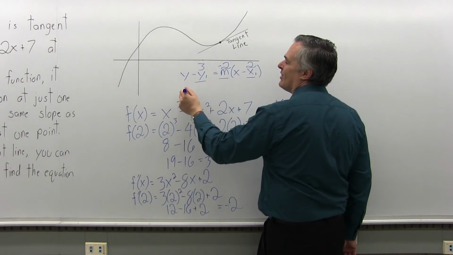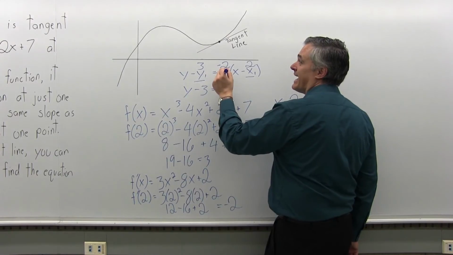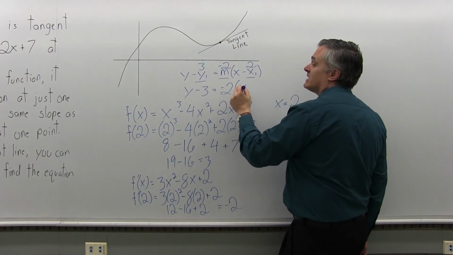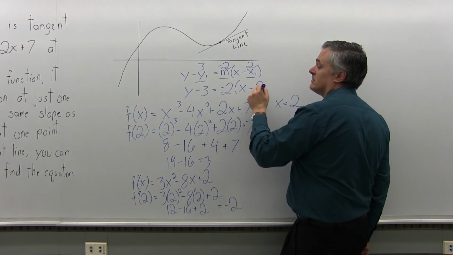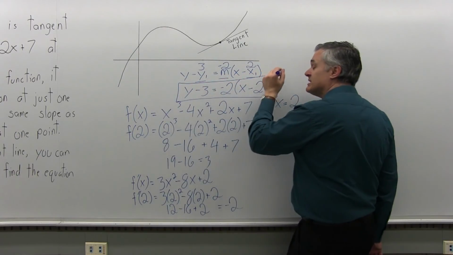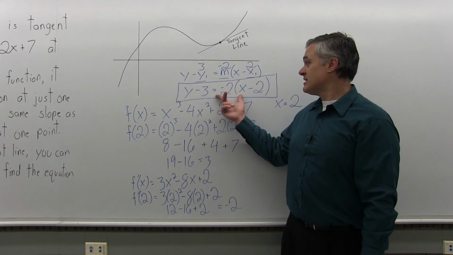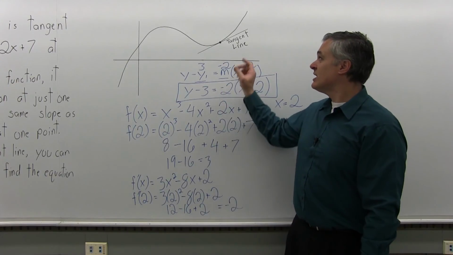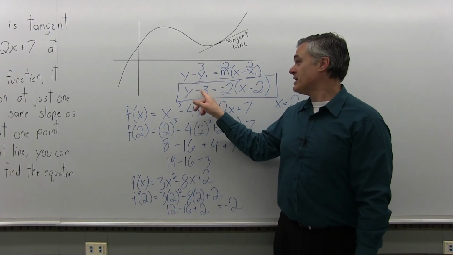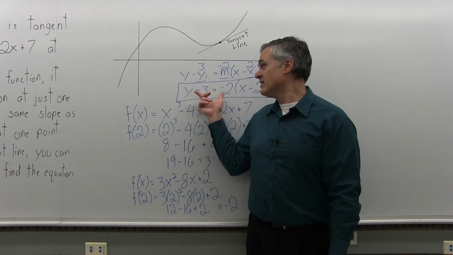So now y minus y1 is y minus 3 equals m. The slope is negative 2 times x minus x1 is 2. And that's the answer. It can be simplified. You can clear the parentheses and put it in y equals mx plus b. But this is the equation of the line that's tangent to that given function at the point where x is 2. You can have y minus 3 equals negative 2 times x minus 2, which again can be simplified, but that's far enough.